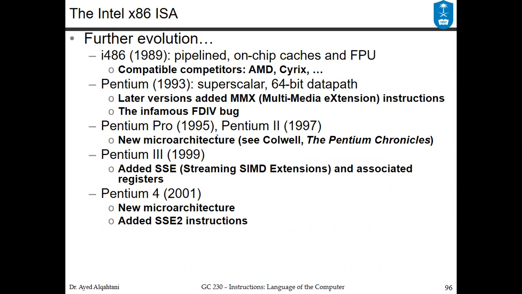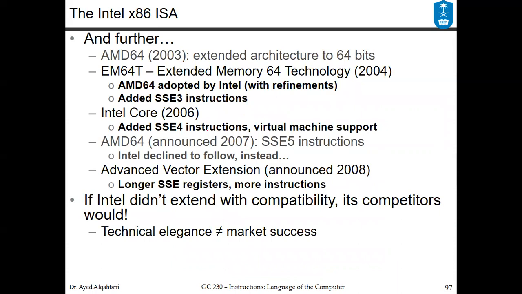And then in 95 and 97, they had a new microarchitecture, and they called it Pentium 2, and then another version, Pentium 3, and then 4. And further, they advanced it every time. For example, in 2003, they extended the architecture to 64-bit. In 2006, they added virtual machine support. And then they worked with the AMD 64, which was announced in 2007.